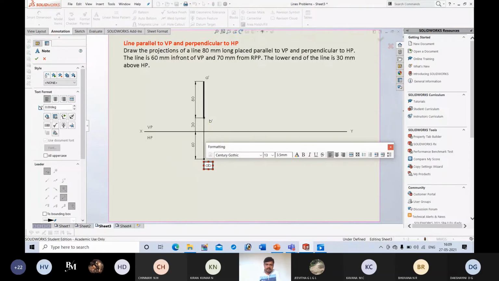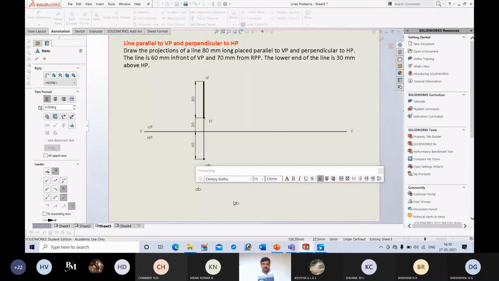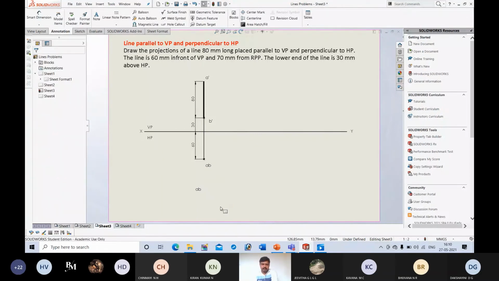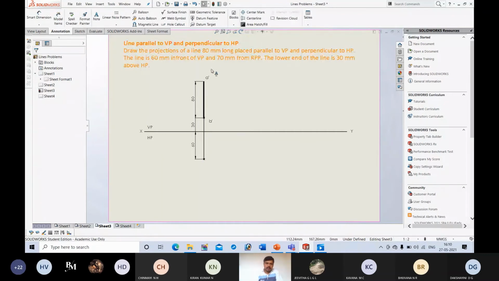The top view should be named AB. Here you have to follow a convention. I forgot to do that for the previous problem, so I will show that; for the previous problem also we should do the same thing. This is a top view. You are looking from the top. When you look from the top, you are able to see only the top end. That is, A dash is visible, whereas end B of the line is invisible from the top. So that you should represent in the top view.